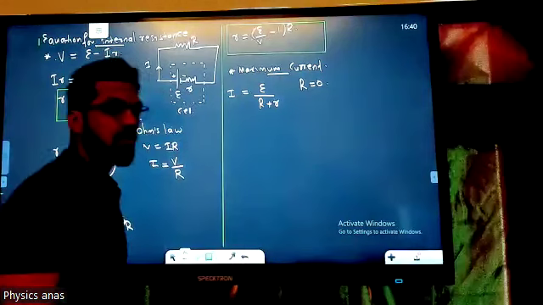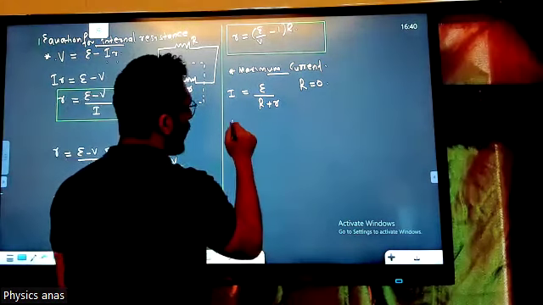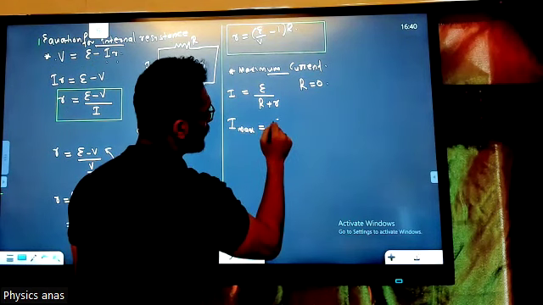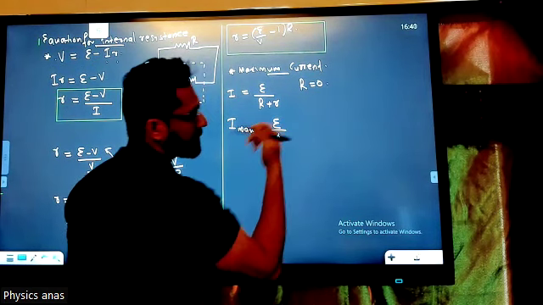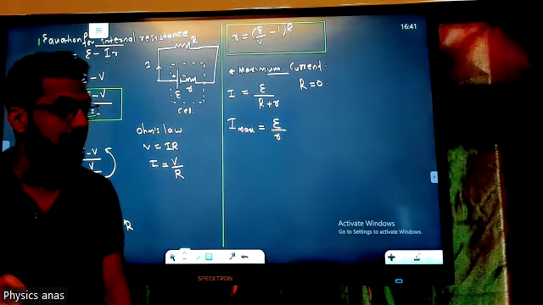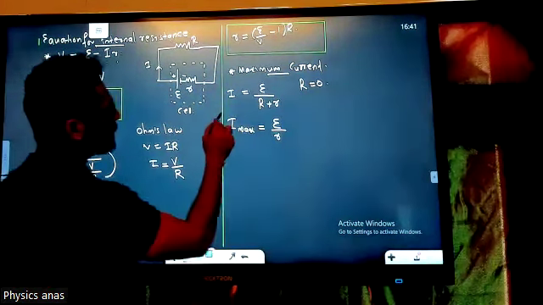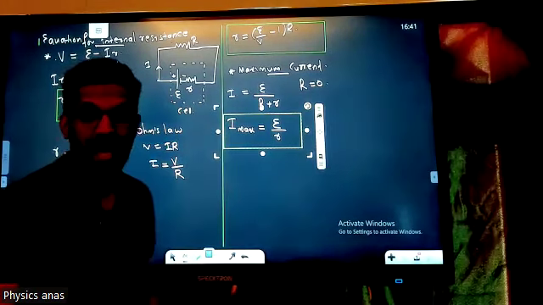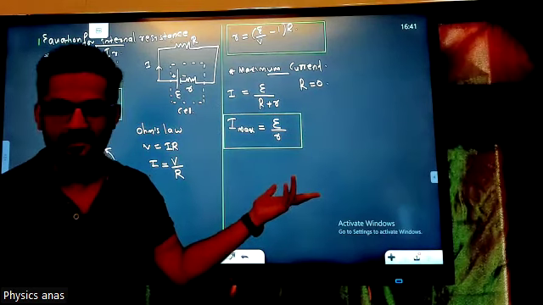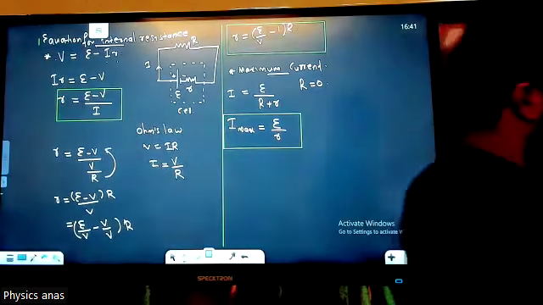Now R is 0. If R is 0, you have maximum current. So maximum current will be E divided by r. EMF divided by internal resistance will be the maximum current. This is the equation for maximum current. You can write this. It's so simple, right? Just write it.